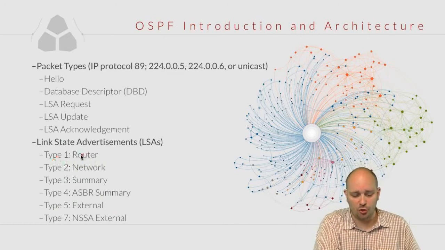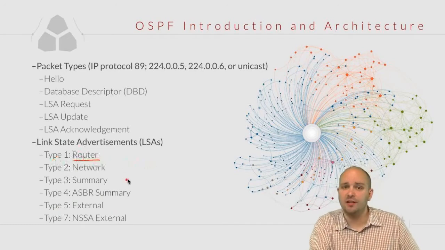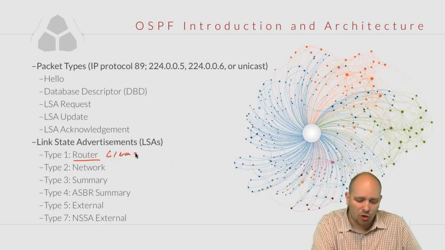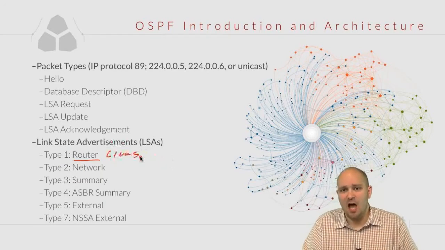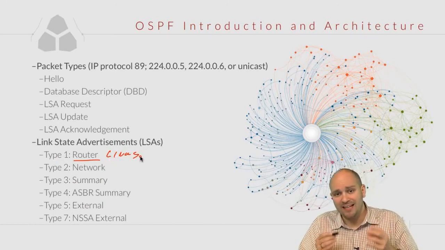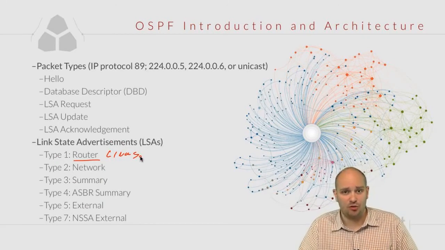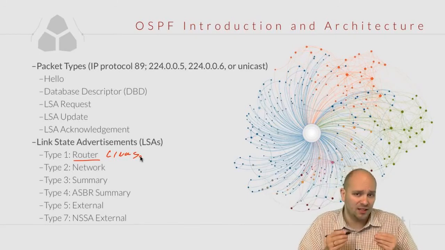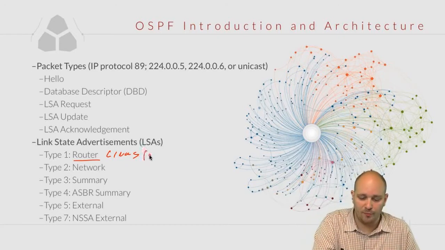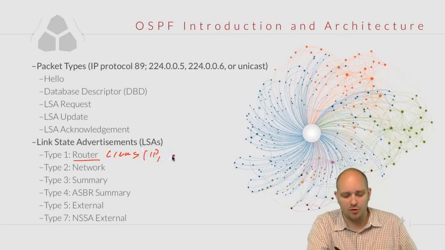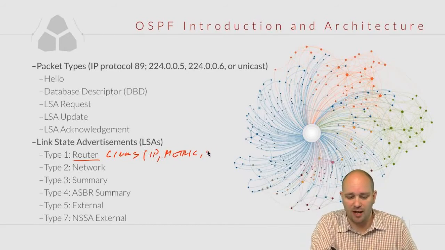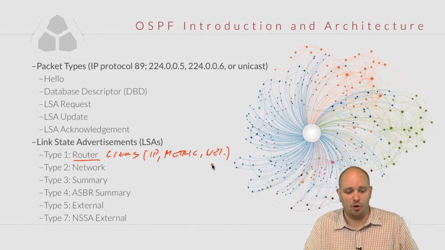There is type 1, which is called the router LSA, and every single router in the network is going to be generating this LSA. The major content of this LSA are the router links. These are the database entries that carry the information about all the links, all the interfaces on the router that have been enabled for OSPF. Here we are going to have the information about the IP addressing, the metrics, and information about neighbors that we might have on this link.